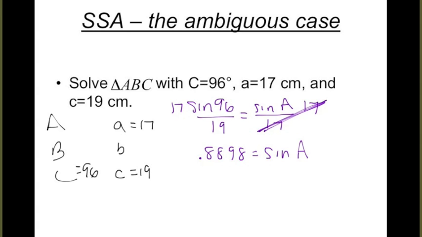And then do the second sine or the inverse sine of that answer to get your angle, which is going to be about 63. Okay, 62.8 is what I got, and I'll just make that 63.